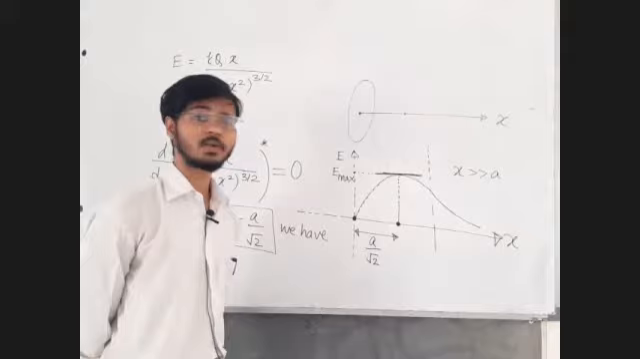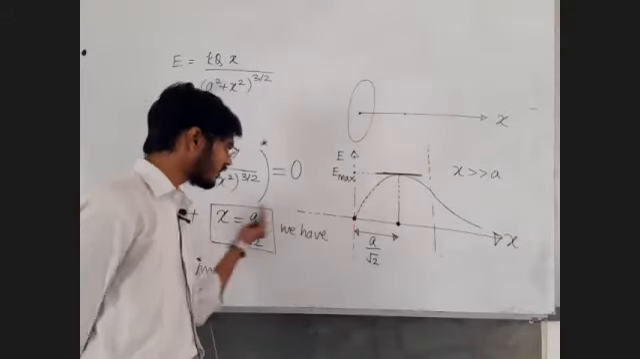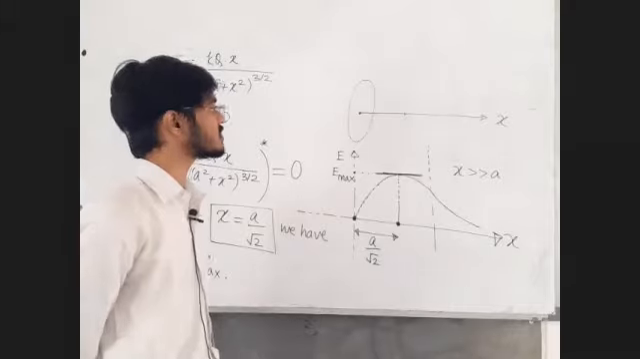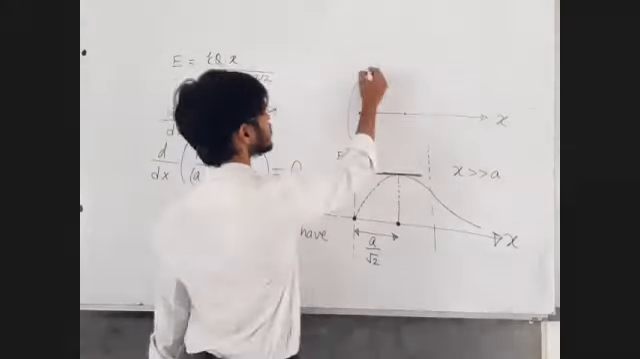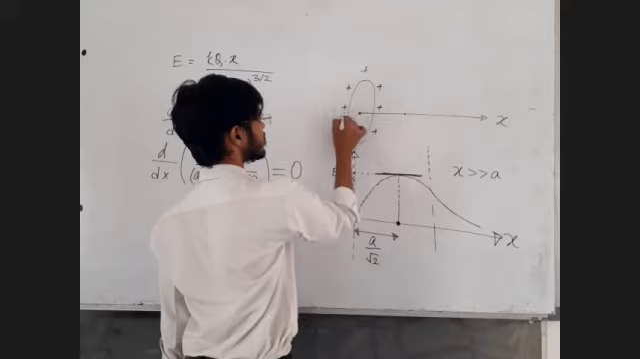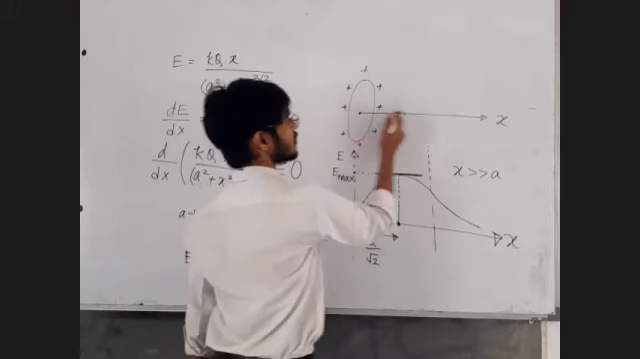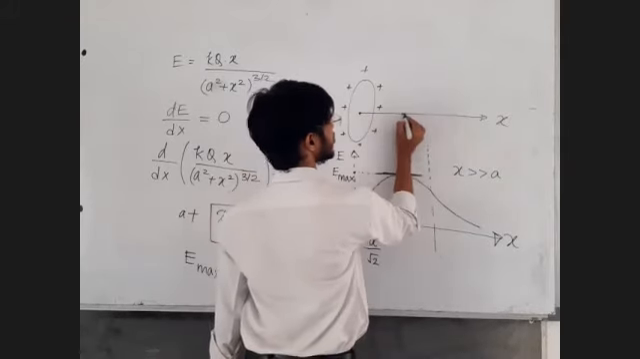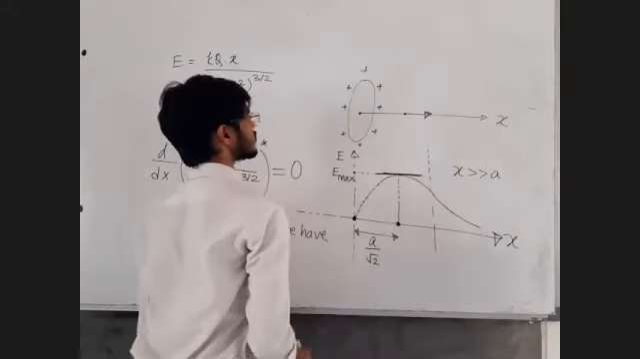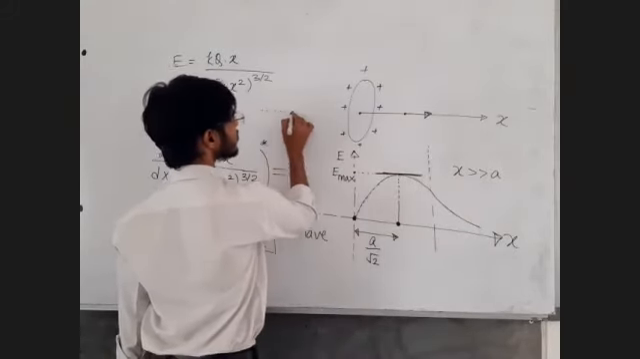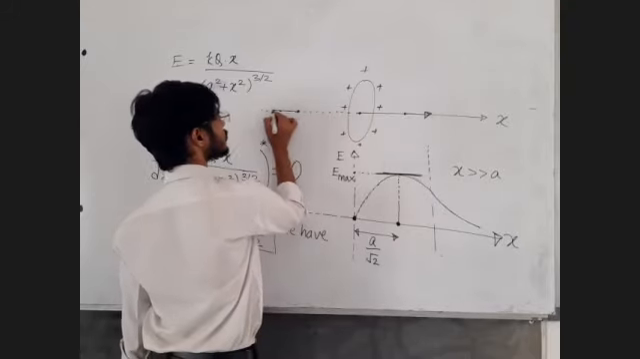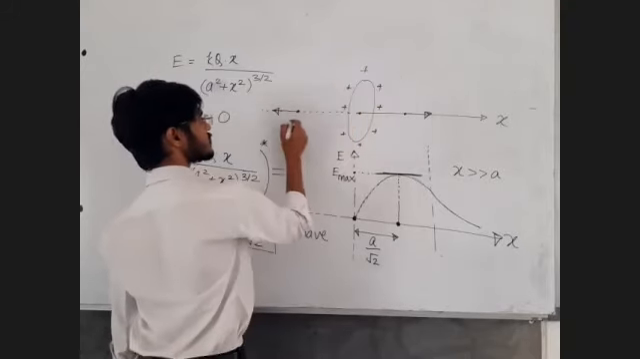Now we extend the same graph for negative values of x. Ultimately x is distance. Yes sir, x is distance, but sir, if the ring is positively charged, for this side the electric field is going to be rightward, away from the positive charge. But on this side of the ring, it is again going to be away from the positive charge. Our system is positively charged.